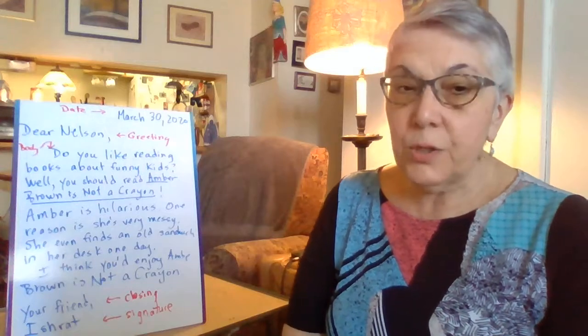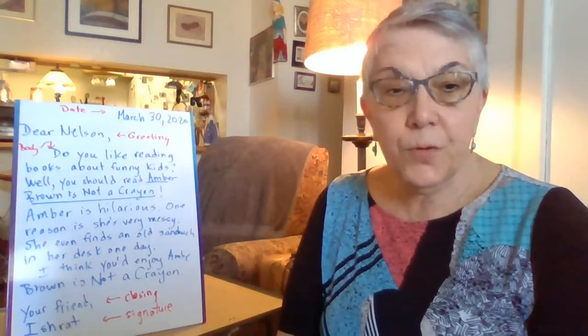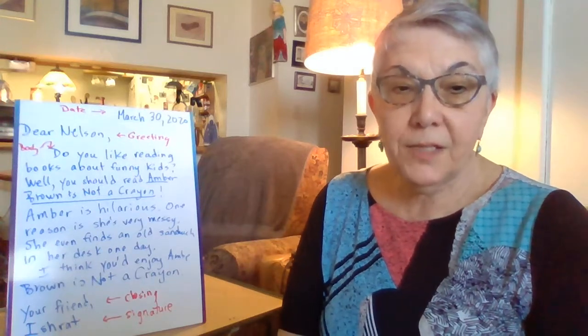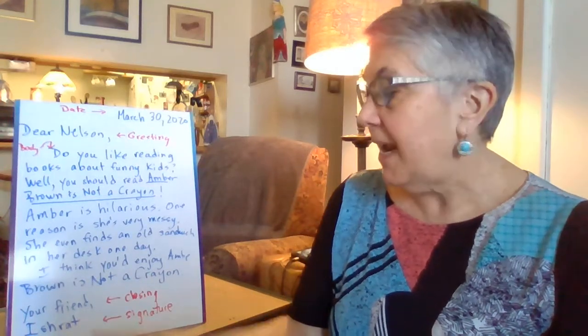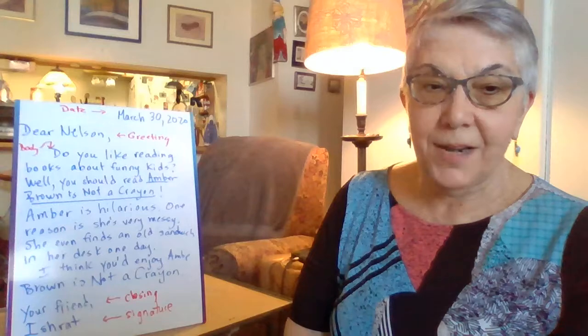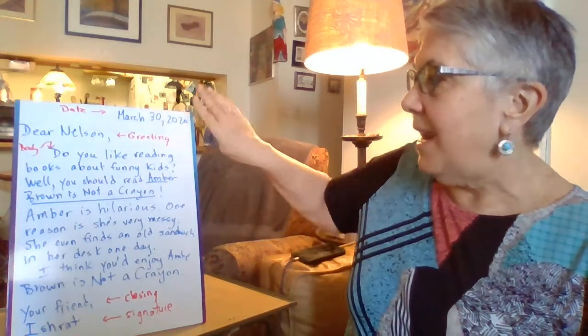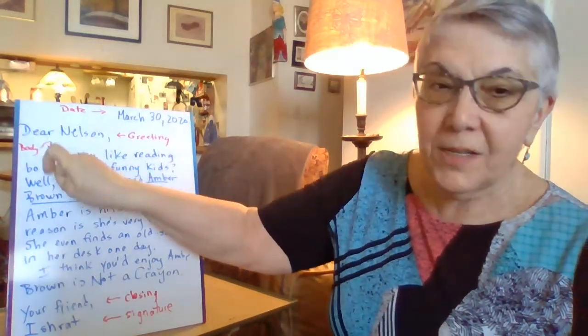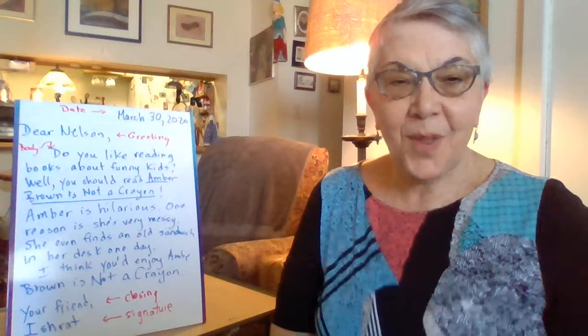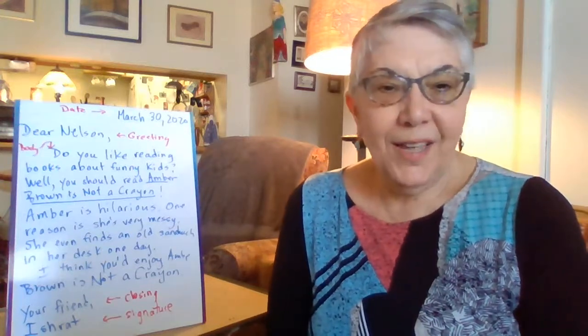Then at the end, you have a closing, which could be something like your friend. You could say love, sincerely, yours truly. There are lots of ways to have an ending. Today I wrote your friend, and then you sign your name. I used Ishrat as an example, and Ishrat's name goes right under the closing. So there's the date in the upper right. Move over to the left and you write the greeting with a comma, body of the letter, the closing, and the signature.